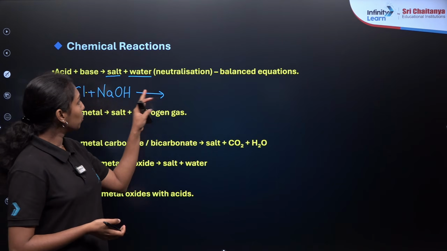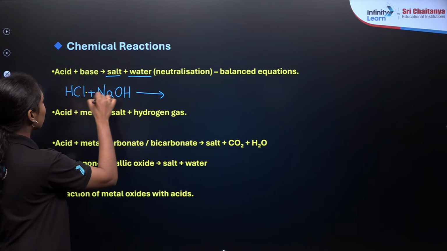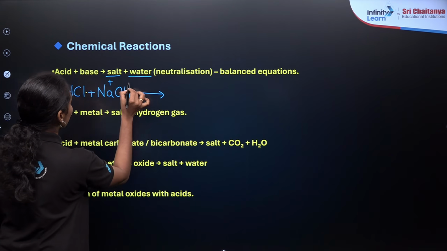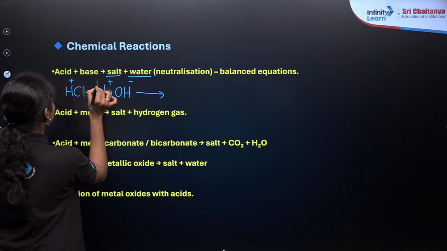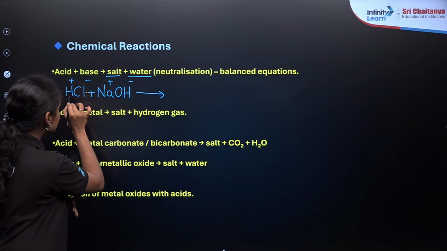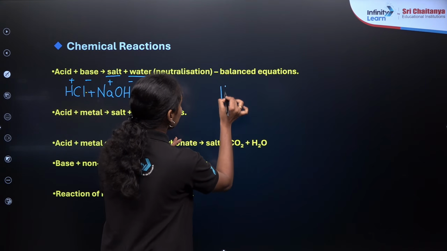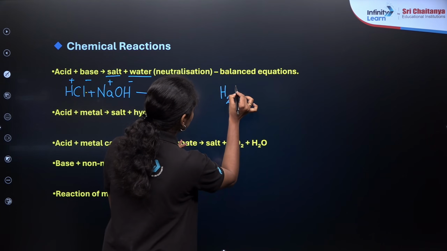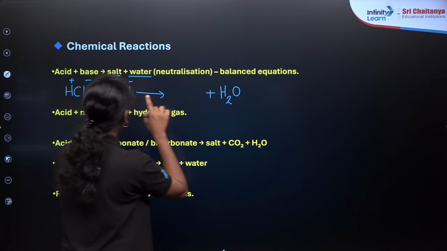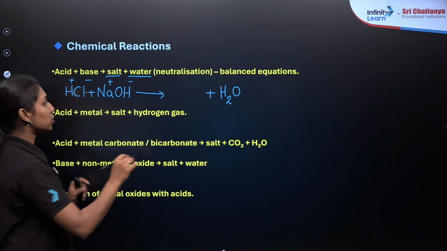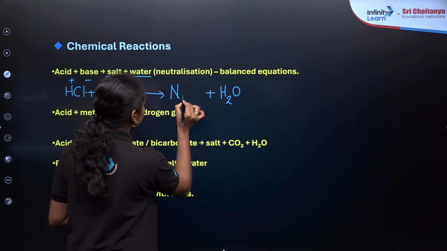So they will combine together to form their corresponding salt, right? So sodium hydroxide breaks into Na plus and OH minus ions. HCl breaks into H plus and Cl minus. The H plus and OH minus combine together to form the water molecule, and the remaining anions and cations combine together to form the corresponding salt. So here Na plus and Cl minus combine together to form NaCl. Is that clear?